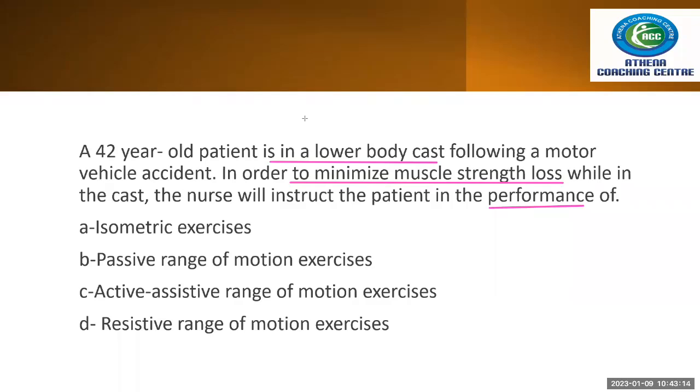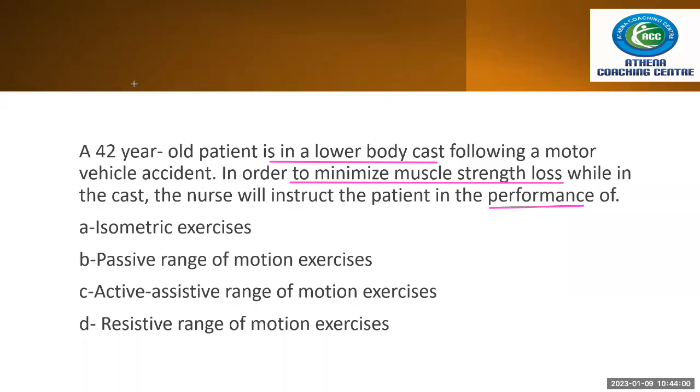What is passive range of motion exercise? That is, the patient is not able to perform any kind of activity based on the order or the guidance. He doesn't have the muscle strength. So if he wants to move his leg or hand, he requires someone's help. So doing exercise with the help of someone is considered a passive range of motion exercise. Active assistive range of motion: the patient is able to mobilize his or her hand, but in order to complete that activity, he or she requires someone's help. That is considered active assistive range of motion exercise.